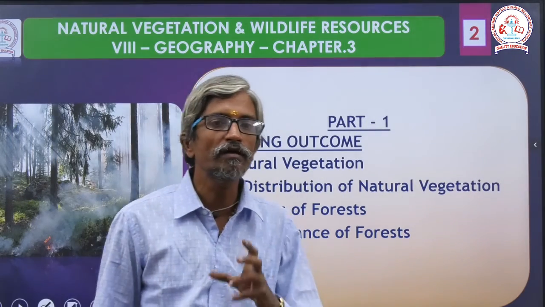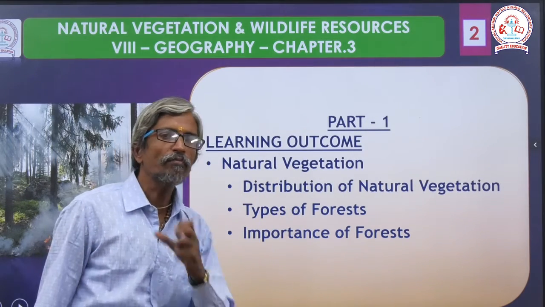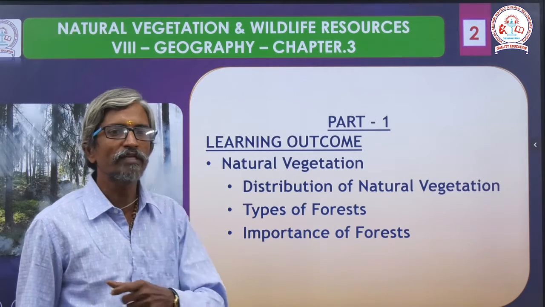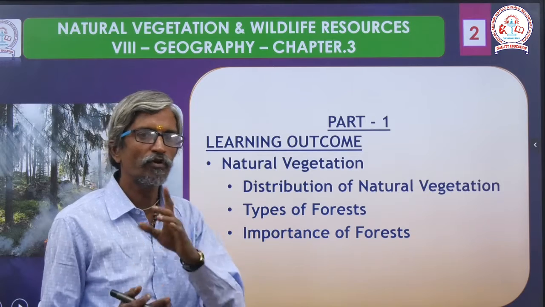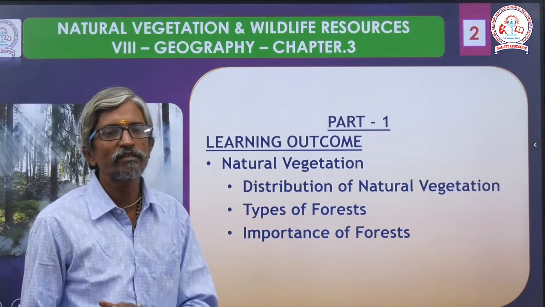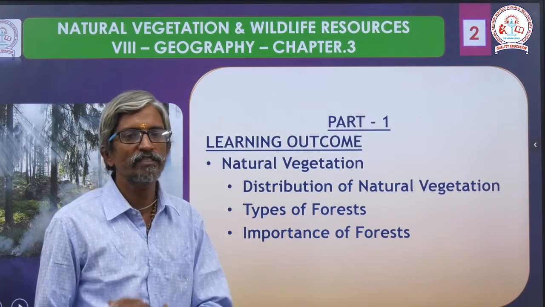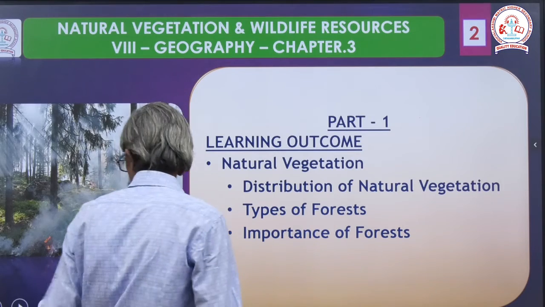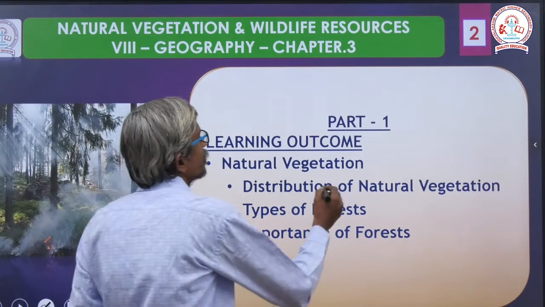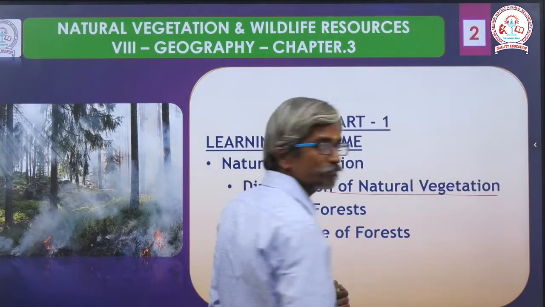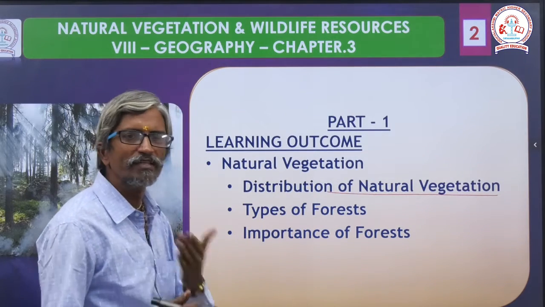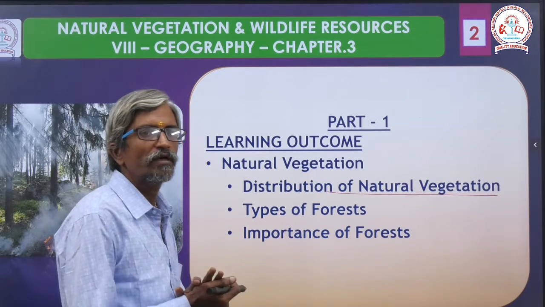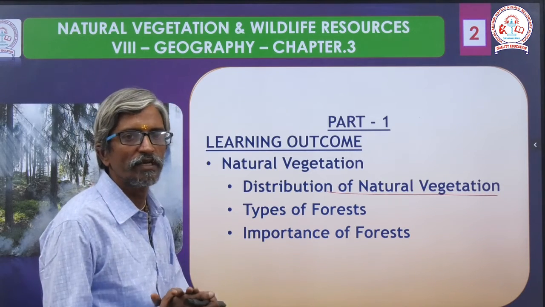So as usual, the learning outcome. The outcome of what we are going to learn from this lesson: I made it into 4, I told you before. This session we are going to discuss only the natural vegetation. The subtopics are distribution of natural vegetation, that is, natural resources, and how the plants are branched, the distribution of the natural vegetation.